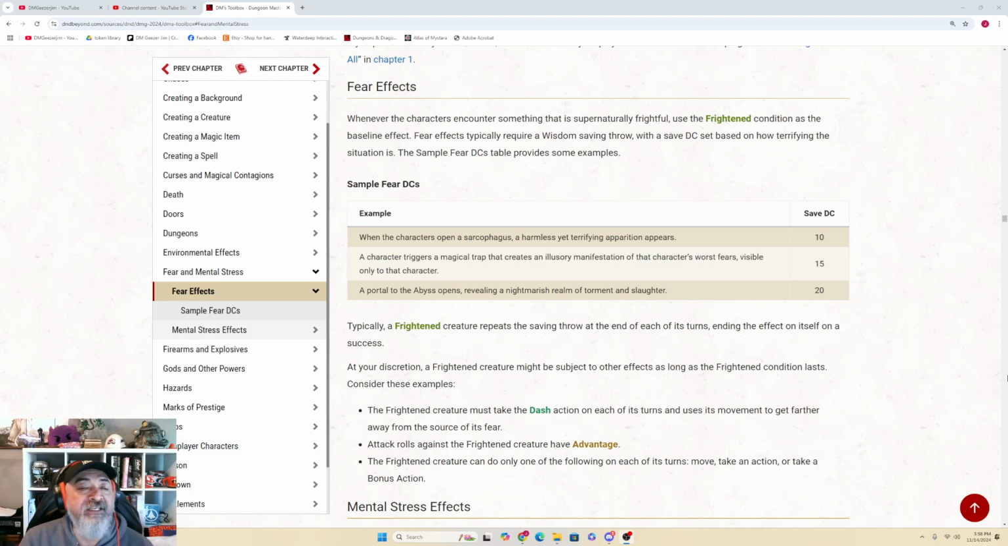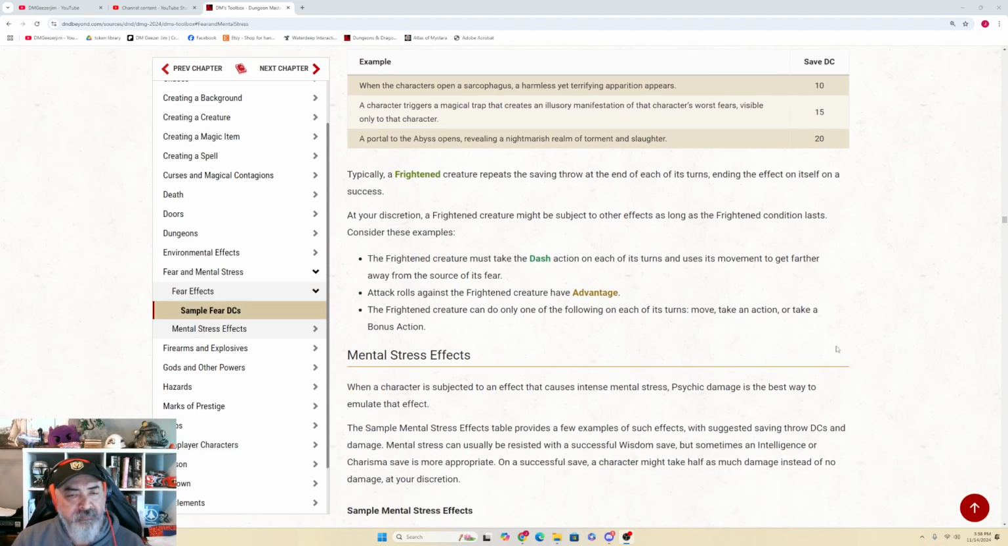The sample fear DCs, the left side is giving you an example, the right side is giving you a save DC. The first example, when the characters open a sarcophagus, a harmless yet terrifying apparition appears, a save DC of 10 to startle them. A character triggers a magical trap that creates an illusory manifestation of that character's worst fears, visible only to that character. That could be a save DC of 15. A portal to the Abyss opens, revealing a nightmarish realm of torment and slaughter with a save DC of 20. Small, quick little table there that gives you some examples and some save DCs.